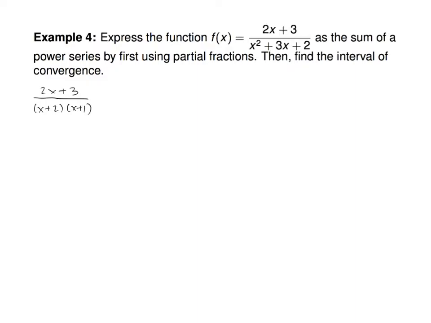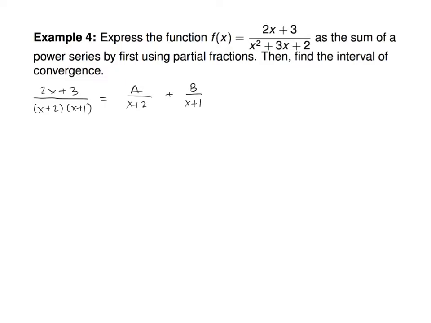And the thing is, you know how to find power series for things like something over x plus 2 and something over x plus 1, right? So if you break this into a over x plus 2, b over x plus 1, once you figure out what the a and b are, you can find power series for the first thing and the second thing. Does that basic idea make sense?